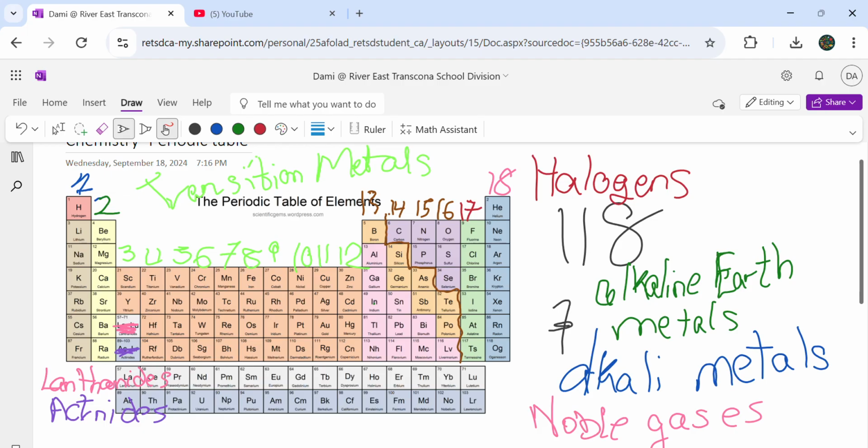Okay, now let's talk about periods. We learned groups. These numbers up here are the numbers of the groups. Now a period is a horizontal row of elements in the periodic table. There are 7: 1, 2, 3, 4, 5, 6, 7 periods in the periodic table. This one is part of period 6. This is part of period 7.